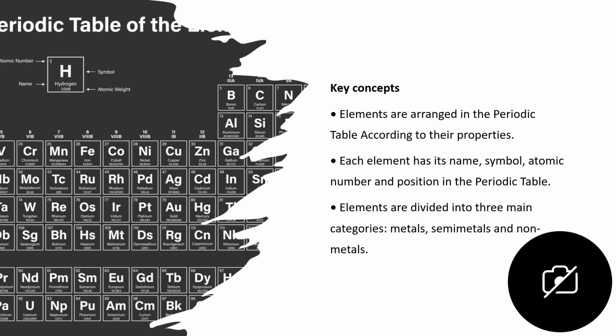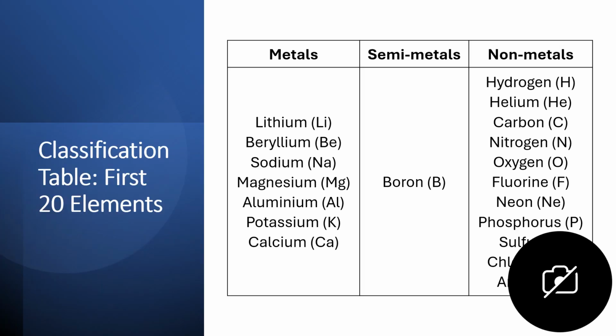Now, the key concepts that you need to know is that the elements are arranged according to their properties. Each element has a name, a symbol, an atomic number, and a specific position in the periodic table. And it is divided into three main categories: metals, semi-metals, and non-metals.